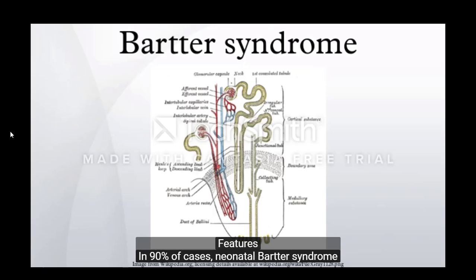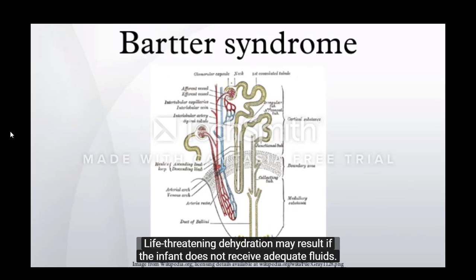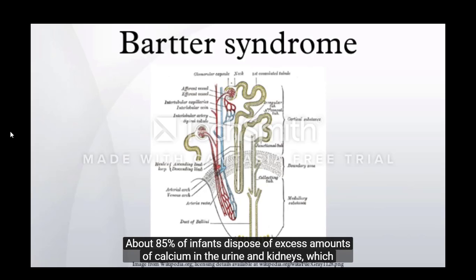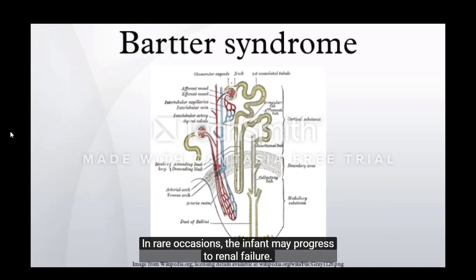Features: in 90% of cases, neonatal Bartter syndrome is seen between 24 and 30 weeks of gestation with excess amniotic fluid. After birth, the infant is seen to urinate and drink excessively. Life-threatening dehydration may result if the infant does not receive adequate fluids. About 85% of infants dispose of excess amounts of calcium in the urine and kidneys, which may lead to kidney stones. On rare occasions, the infant may progress to renal failure.